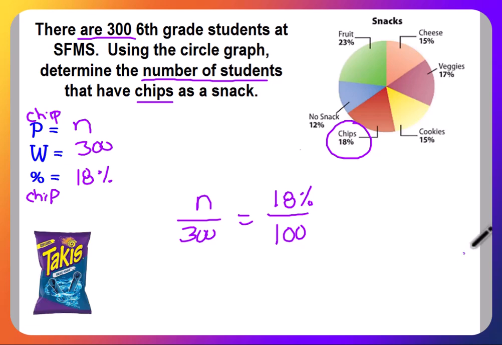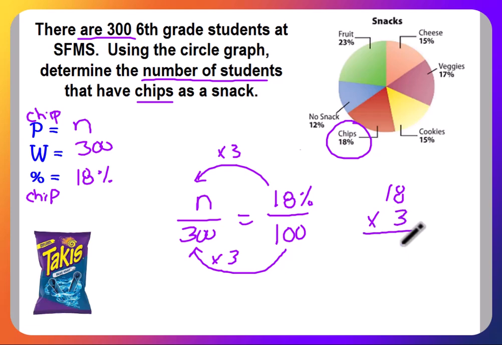And now let's solve. Since our unknown is on the left, we're going to go right to left. We're getting larger, so we're going to multiply, and the scale factor would be to multiply by 3. Use the same scale factor on the top, multiply 18 times 3, do the math off to the side if you need to, and you get 54. So 54 students chose the chips.